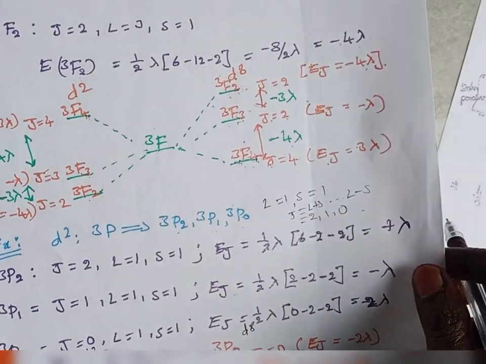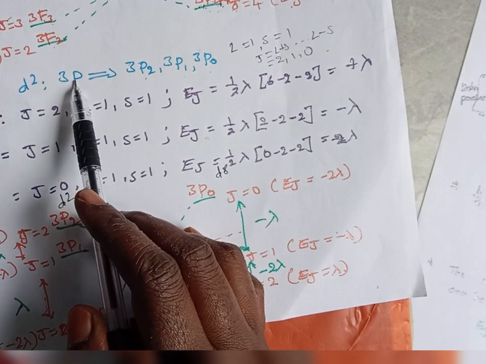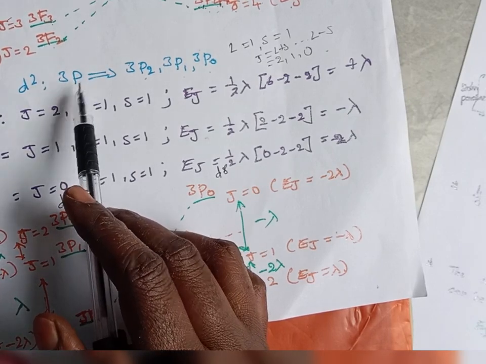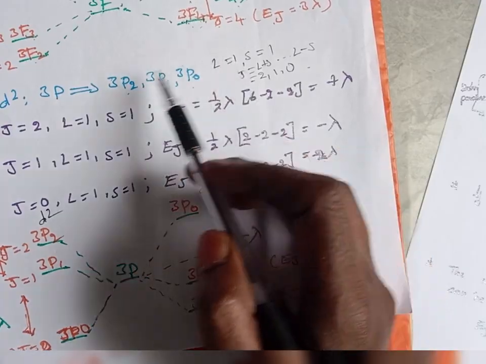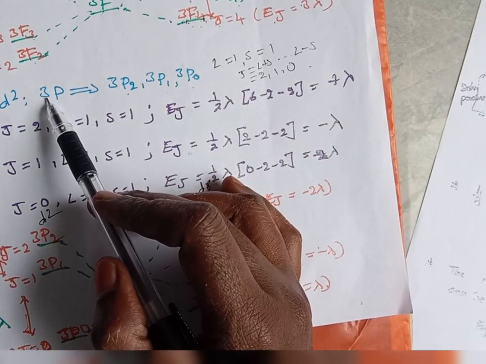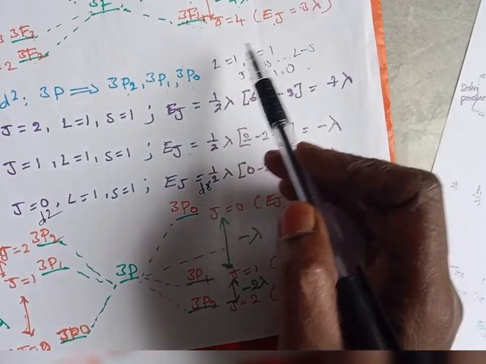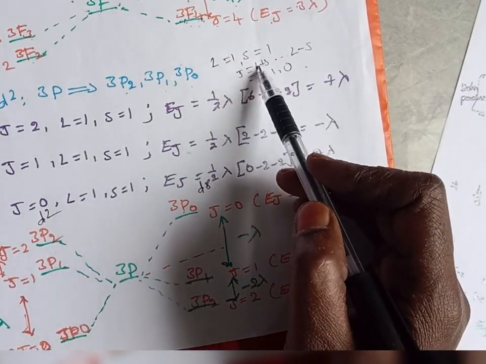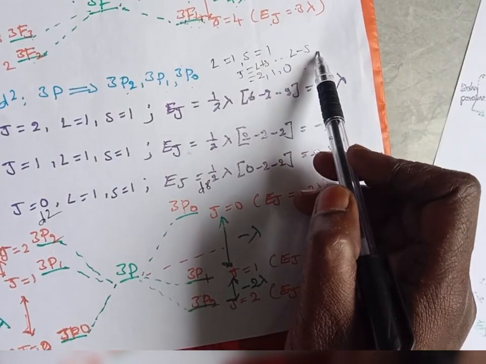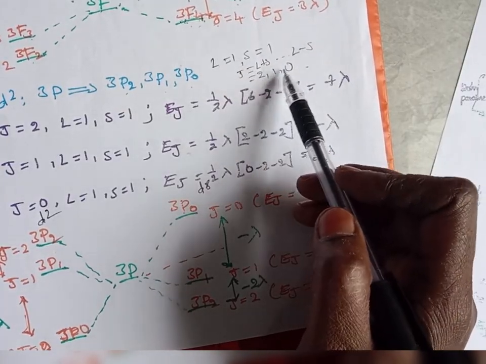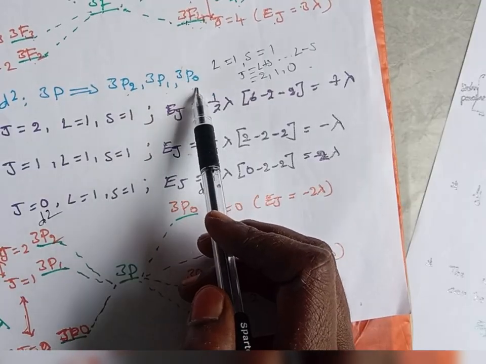Okay. So if we consider again for d2 electronic system the 3P term, right? For P, L is 1. For P term, L value is 1 and 2S plus 1, the spin multiplicity, is 3. Therefore, S will be 1. So J values will be L plus S to L minus S. So 1 plus 1 to 1 minus 1. That is 2, 1, 0. So the states will be 3P2, 3P1, 3P0.